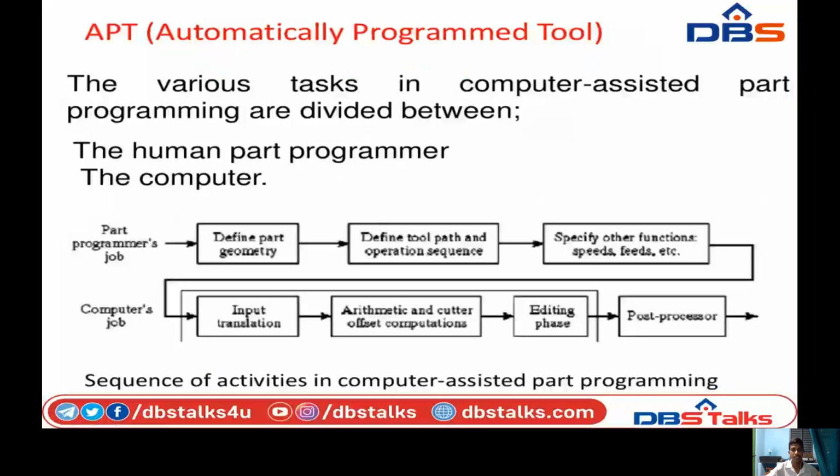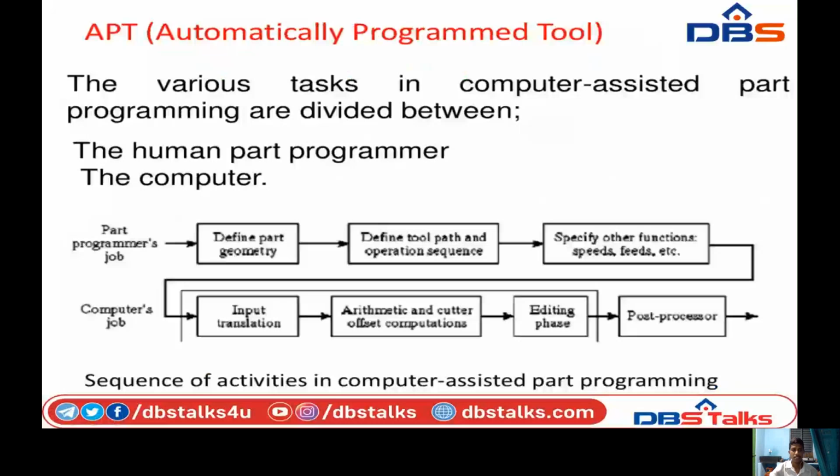After that, specify other functions like spindle speeds and feed rates. These are all the operations that can be done by the part programmer only. After that, the computer's jobs. In 3 steps, he gives the complete data by using a manual method. Then he gives the information to the machine control unit by means of a computer, using an input method.